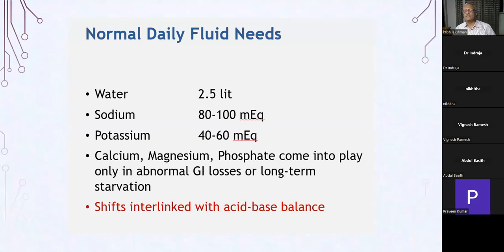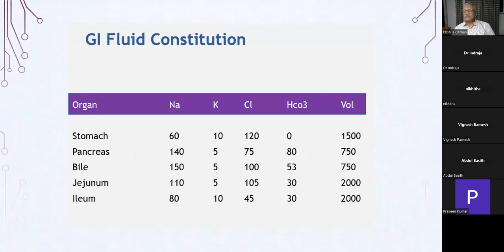Okay, go on. So this is the basic GI fluid constitution, which is very important. Just stop there. We'll ask. We have put up a chart which tells you the normal content of various secretions of the GI tract. Why do you think it's important when we talk about IV fluids?